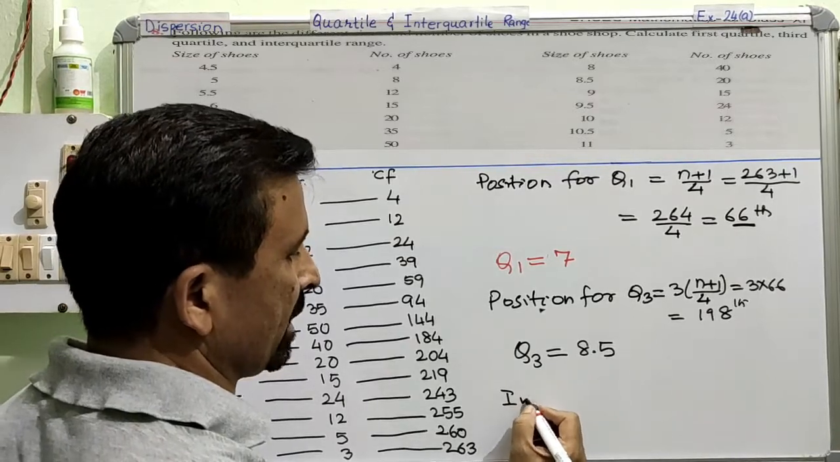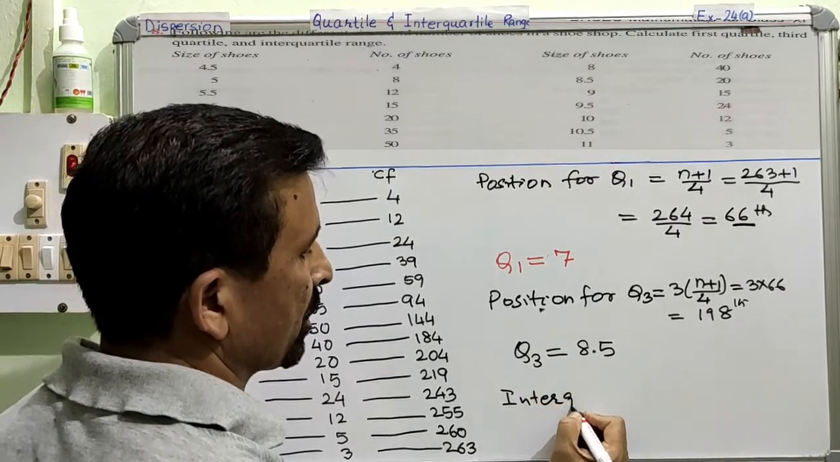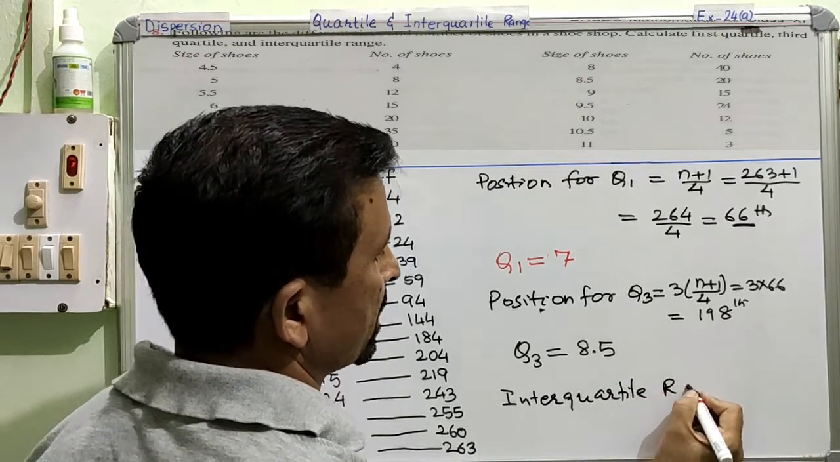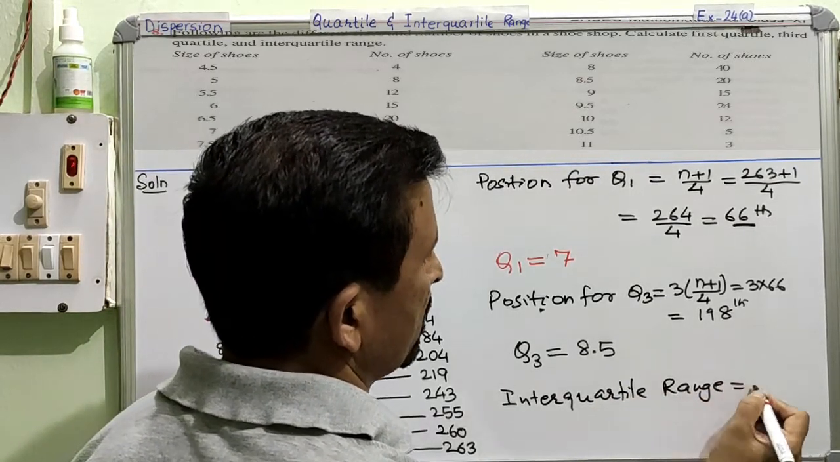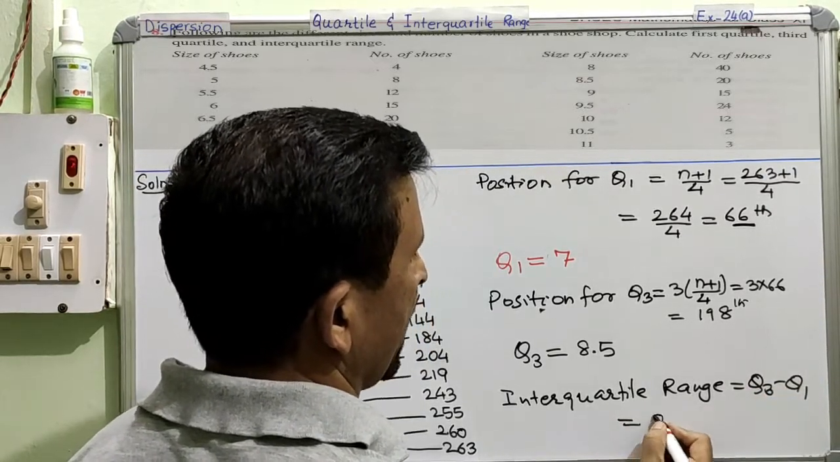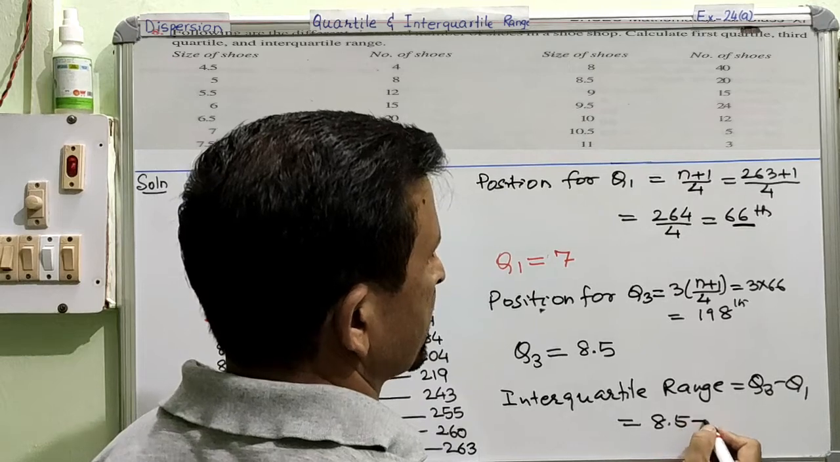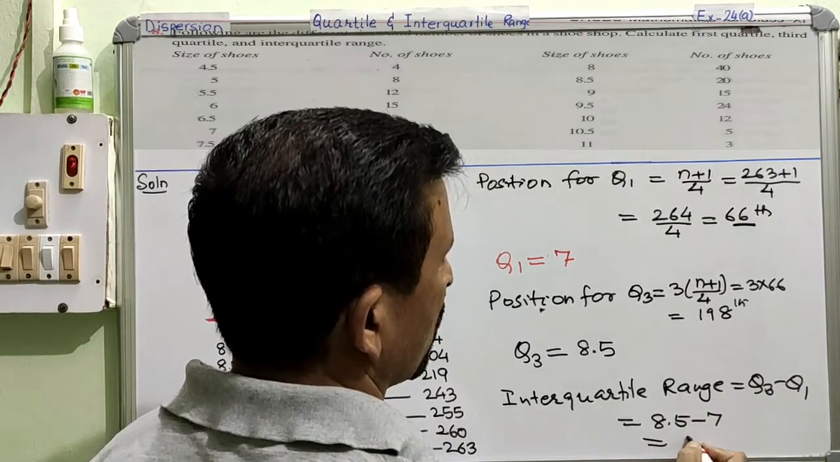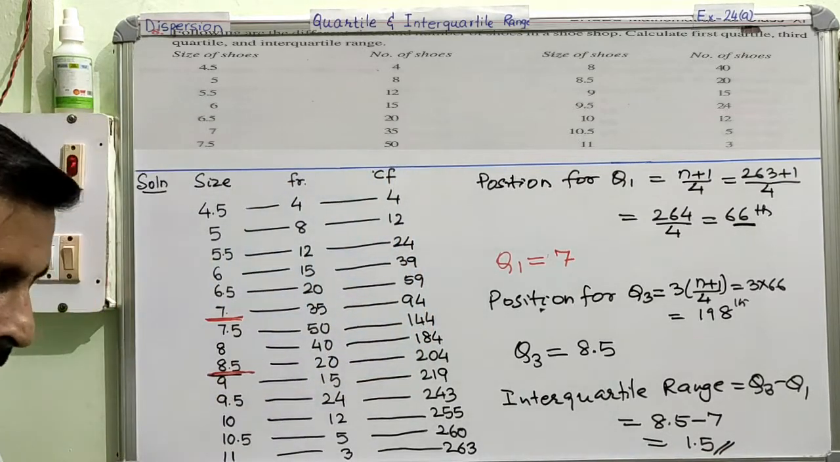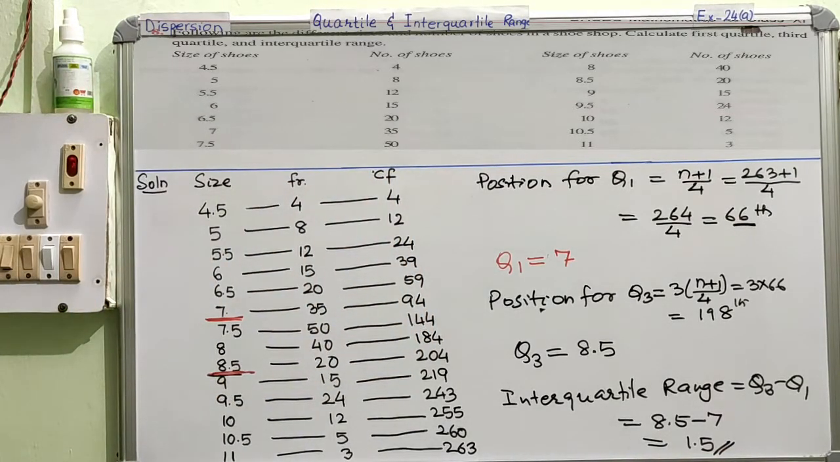Once we have calculated Q1 and Q3, you can very easily find the interquartile range. So interquartile range is Q3 minus Q1, and therefore 8.5 minus 7 is equal to 1.5, and this is your answer. Hope this is clear.